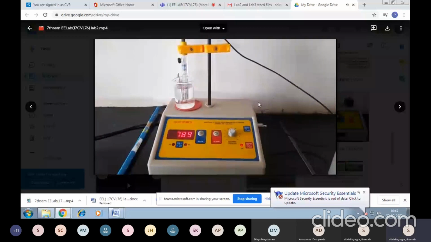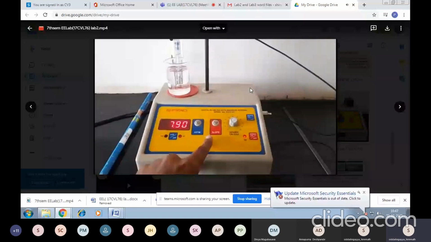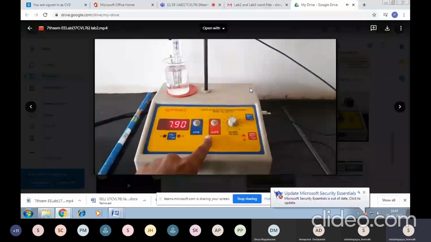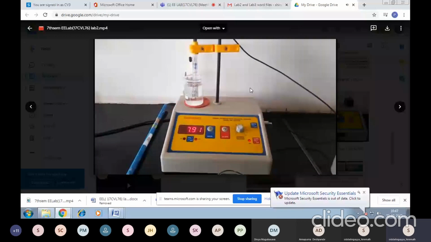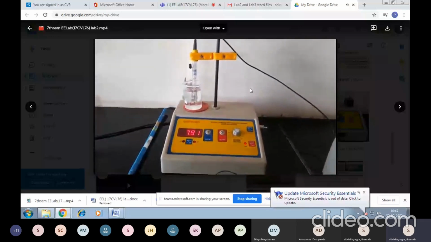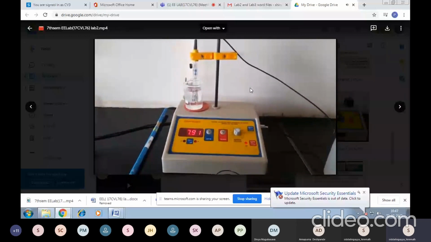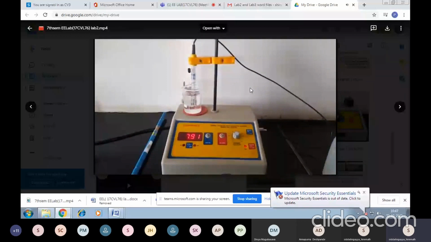Next step is adjust slope. This is to adjust the slope of the electrode. Normally, the electrode generates 54.15 microvolt per pH at 0 degree centigrade. But if the electrode is continuously used for measurement of highly alkaline solution, it tends to generate lesser potential per pH. In this event, the electrode may still be used by adjusting this control.